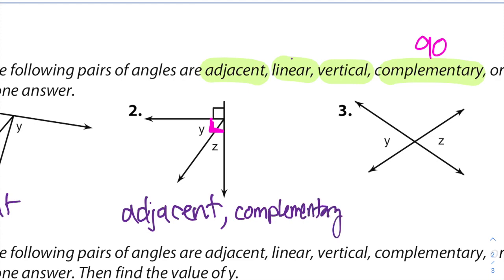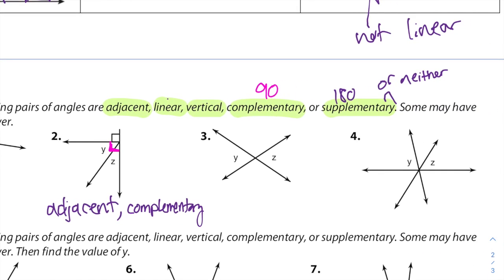And if it's complementary, it can't be supplementary, so not supplementary. All right, number 3. We've got intersecting lines. These are across from each other. So right away I know that they're vertical. Anytime they're across from each other, it's kind of like a figure 8. If you can make a figure 8 from straight lines, that's vertical.